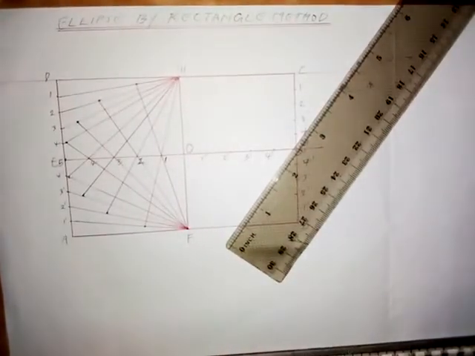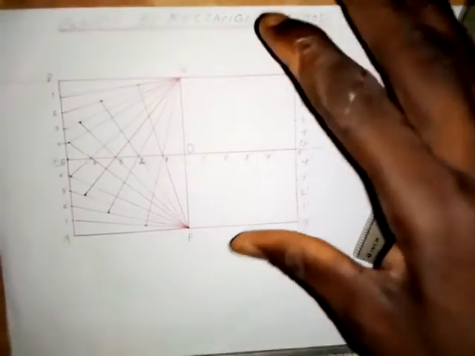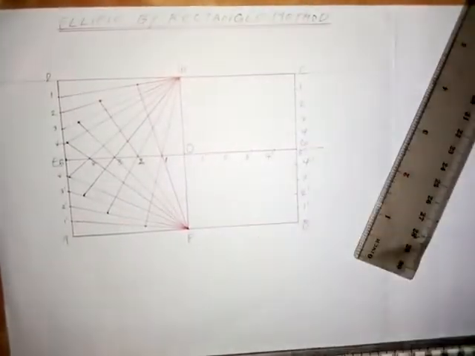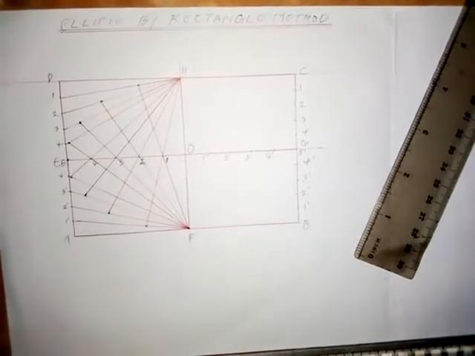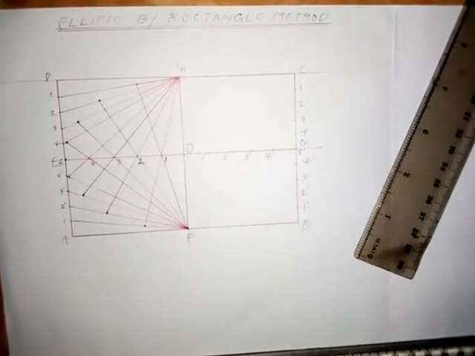So I'm going to pause the video and I will do the one on the right side. Then I will come back and use my French curve to join the points together, and you see how the ellipse is going to look.